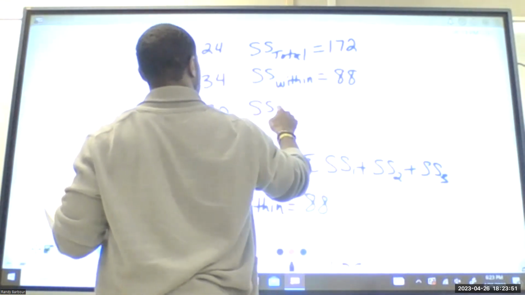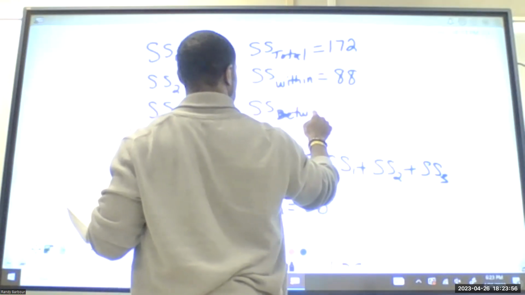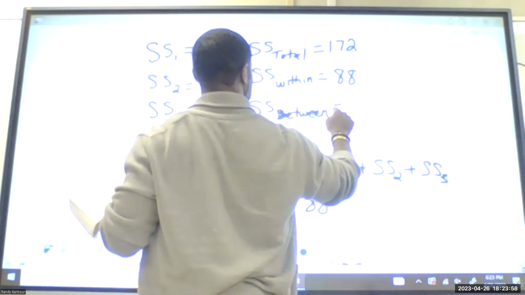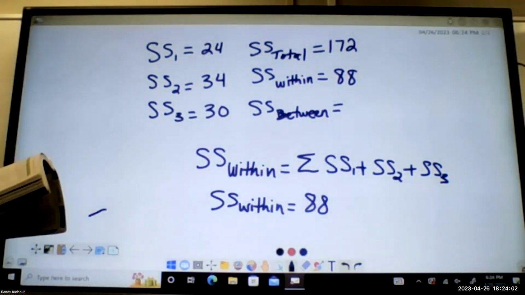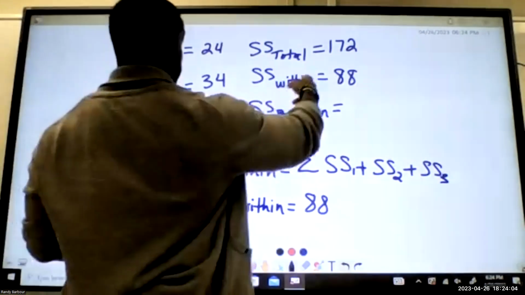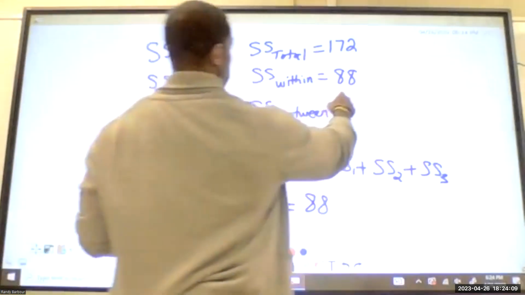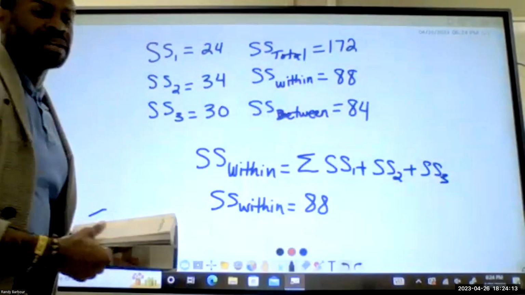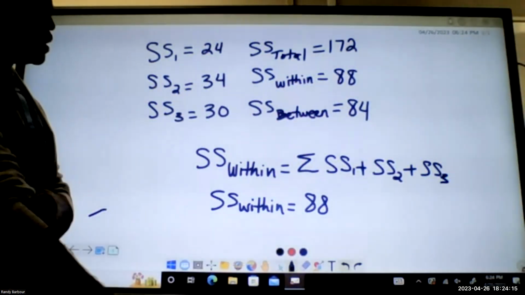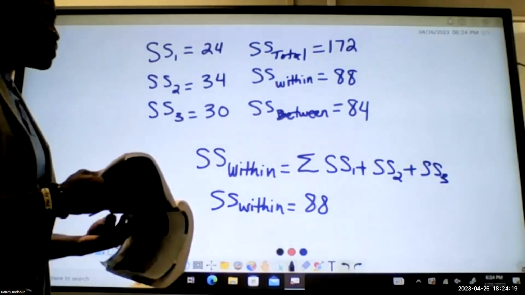So without having to do any other calculation aside from this next one, what would be my sum of squares between? Again, all I have to do is subtract 88 from 172, and it gives me 84. So now I have all of my sum of squares. That's three things that I needed.